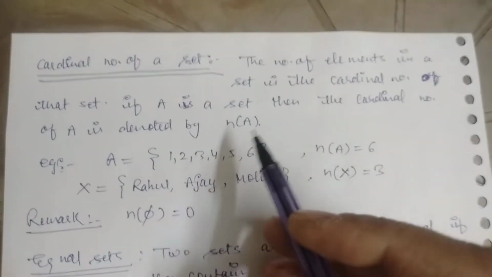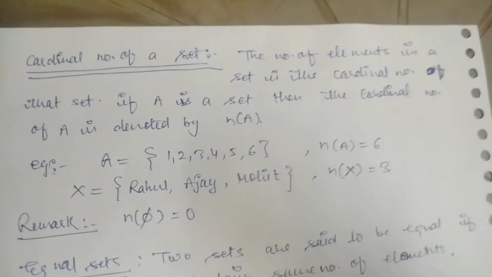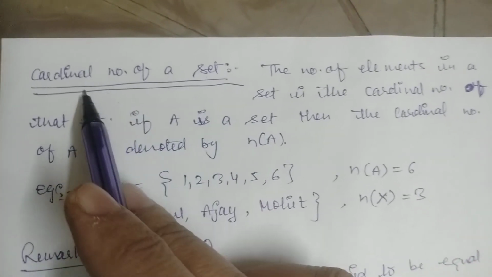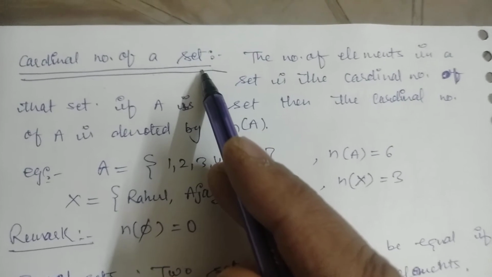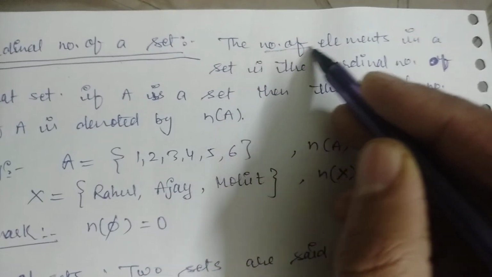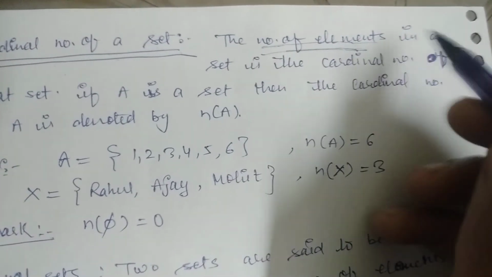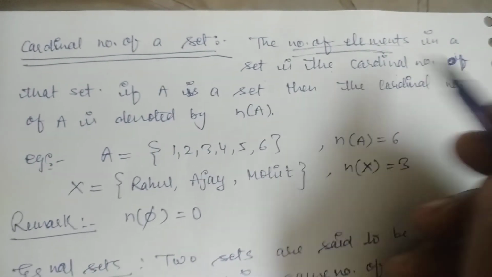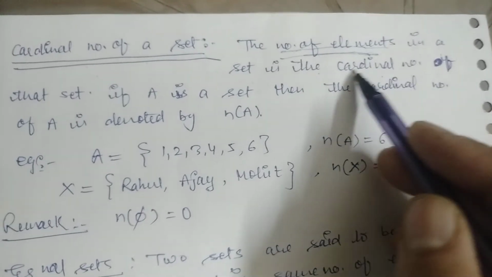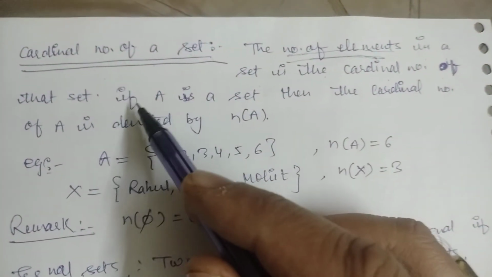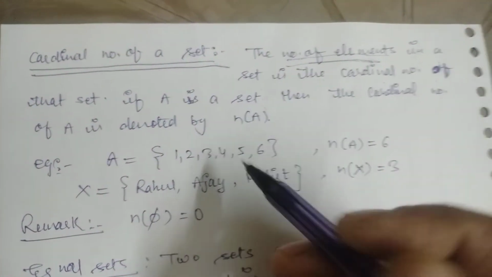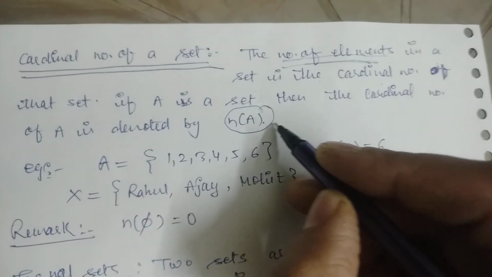Now the next thing is not a type of set; it is actually the cardinal number of a set. Cardinal number क्या होता है? The number of elements in a set is the cardinal number of that set. Suppose capital A is a set, then the cardinal number of capital A is denoted by n(A). This is the representation of the cardinal number.